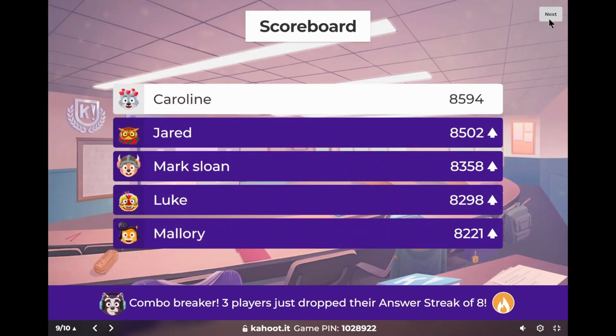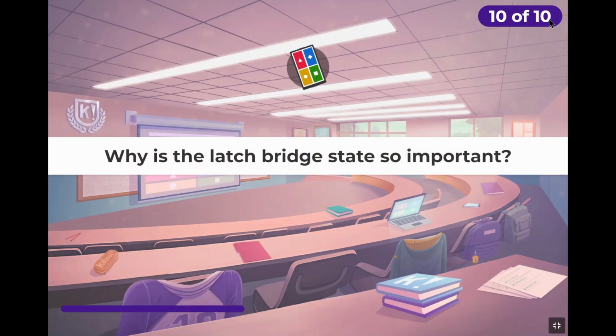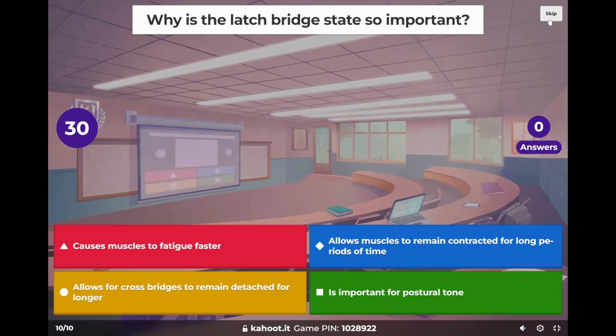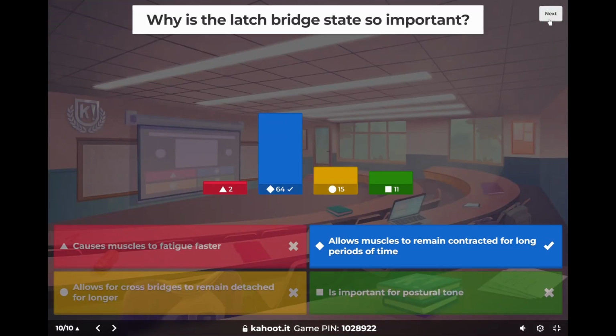And here's the last one. I know it's a short one. And why is a latch bridge state so important? So we're talking about latch bridge. Is this skeletal or is this smooth muscle? Smooth. So which ones can we get rid of? There are no cross bridges. Remember, cross bridges means there's striations. Skeletal muscle and cardiac muscle is striated because of the cross bridges.